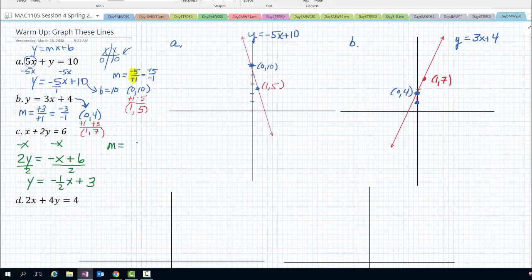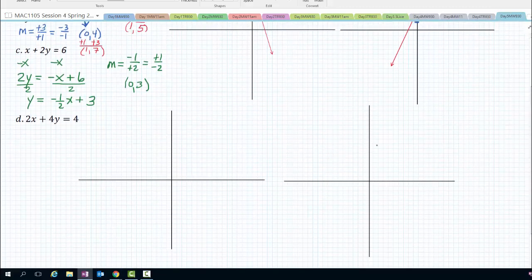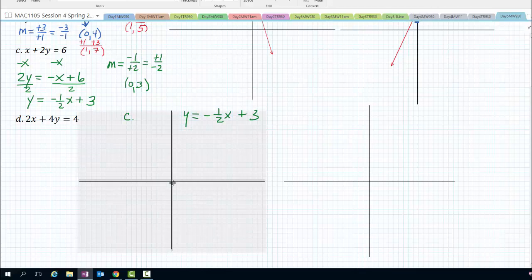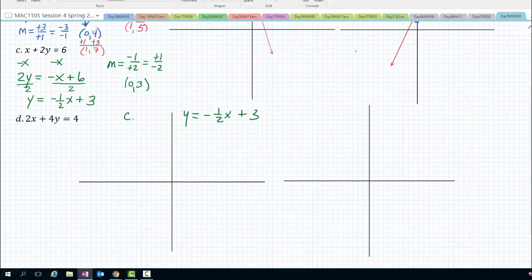Okay, so our slope we can think of, since it's negative, as negative 1 over positive 2 or positive 1 over negative 2. And our y-intercept is what pair of coordinates? 0, 3. Good. That's our starting point, and then the slope tells us the direction we want to go. So here we're going to graph part C, which is y equals negative 1/2 x plus 3. Okay, so we're going to go to 0, 3. I'm going to move this grid a little tiny bit. Okay, so we're going to go to 0, 3. So 1, 2, 3, 0, 3.